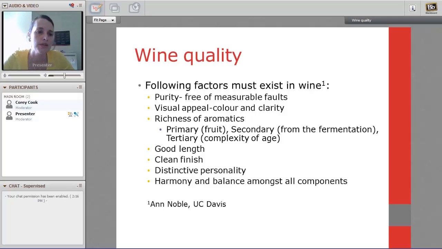You can also look at it: was it good value? Was it worth the $40 you paid for it? Or was it worth $20? Or was it a great bargain at $8? There's all kinds of ways you can measure that.